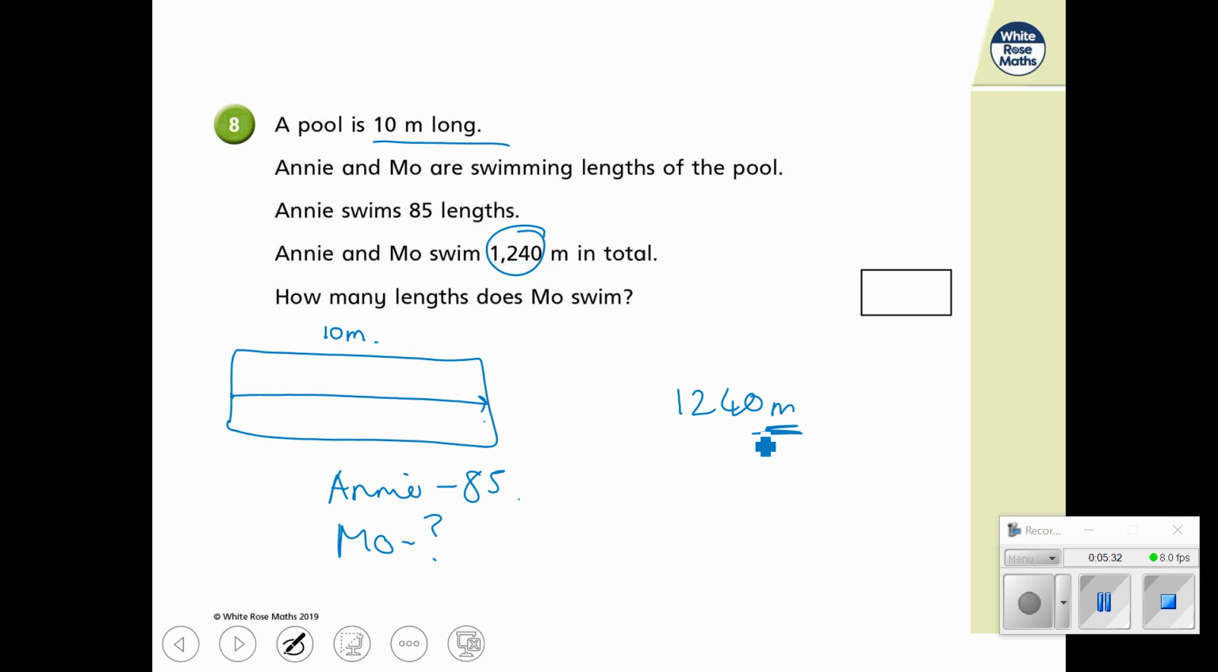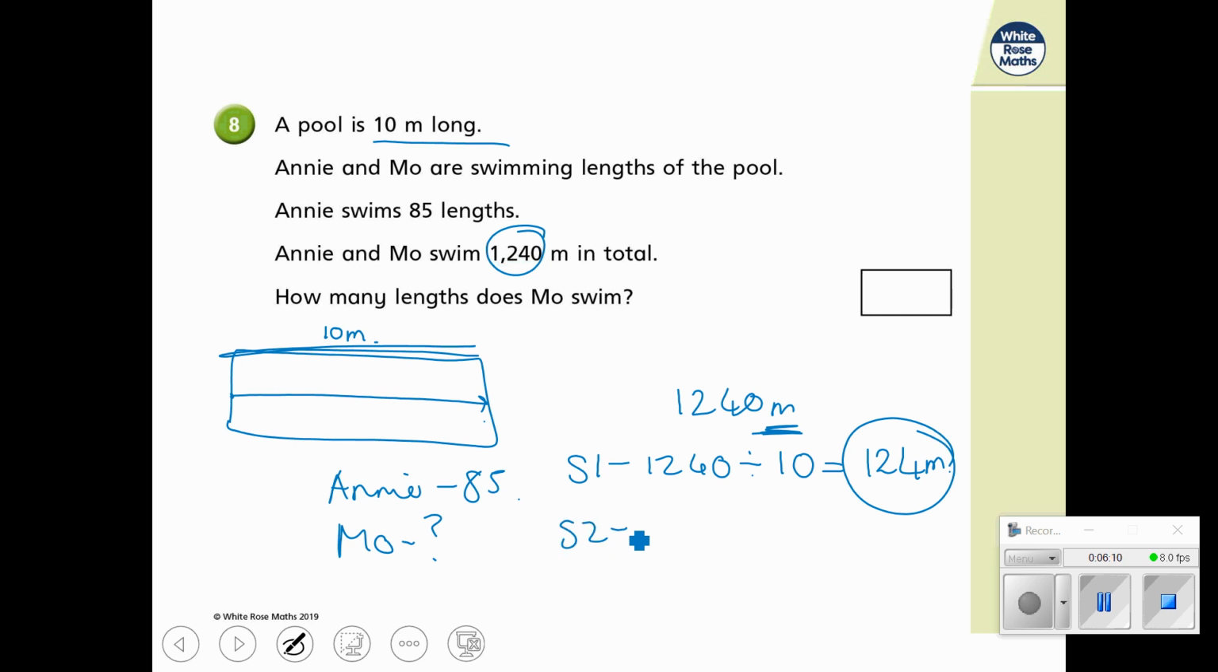Okay, so this is a two-step problem. The first thing I'm going to do, my step one, is work out how many lengths they are both swimming together. So if they're swimming 1,240 meters, and each length is 10 meters long, I just have to divide by 10, and my answer is 124 lengths. Now, that's my first step. I need to use the answer from my first step in my second step. So step 2 of my problem.